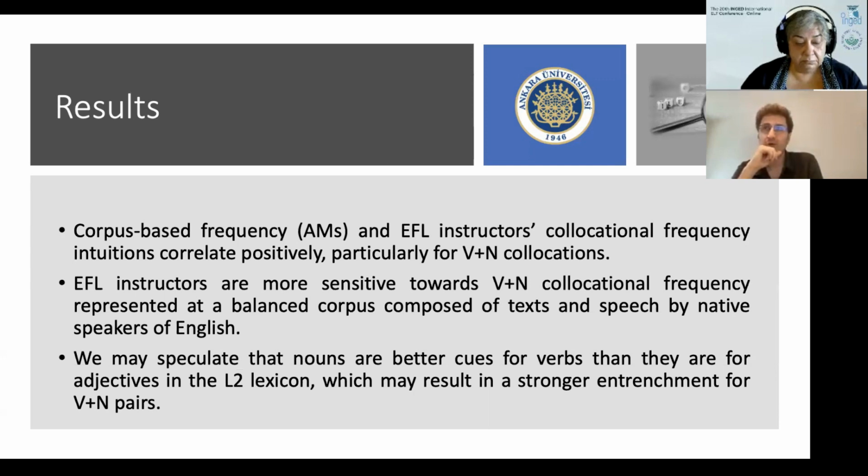So because we found correlation for only verb-noun collocations, we may speculate that nouns are better cues for verbs than they are for adjectives in the ELT lexicon, which may result in a stronger entrenchment for verb-noun pairs, but this still needs to be studied further, of course.